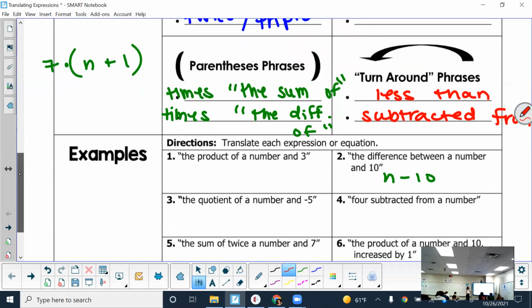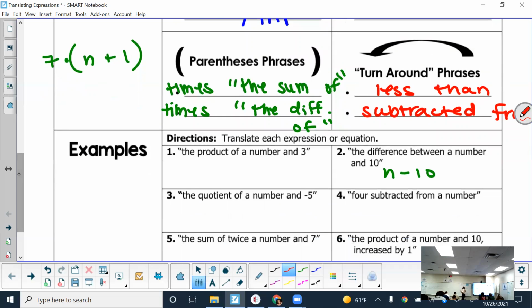But for number 4, so we have 4 subtracted from a number. So 4 subtracted from tells you minus a number. Do we know what that number is? No. So we can label it a variable. I usually will pick n for number. But if I wrote 4 minus n, I would be wrong. Because we have subtracted from, which is a switch word. So really, what should my answer be? N minus 4.